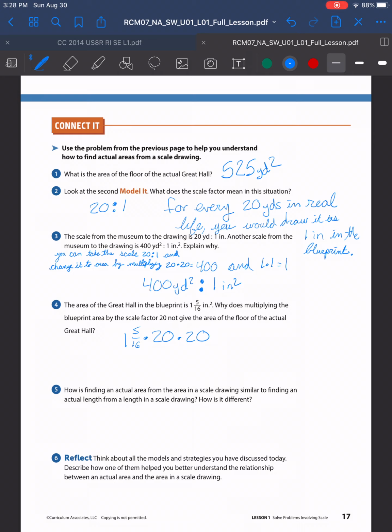So why can't we do it? Well, because each dimension, length and width, needed to be multiplied, not just the total.